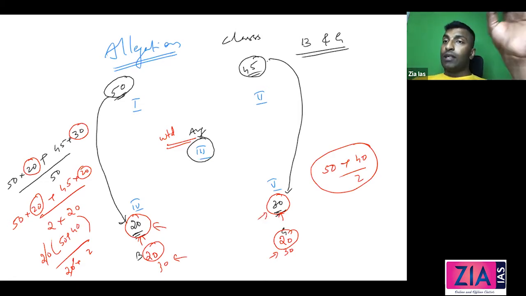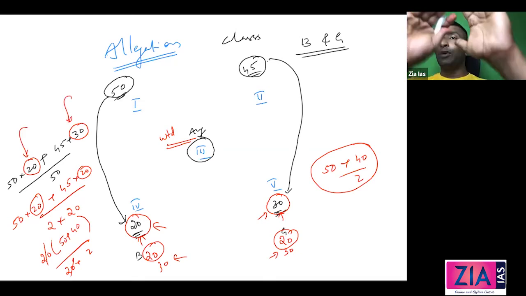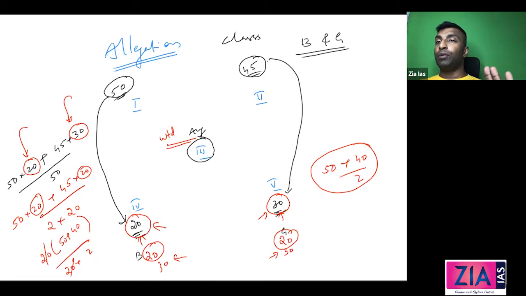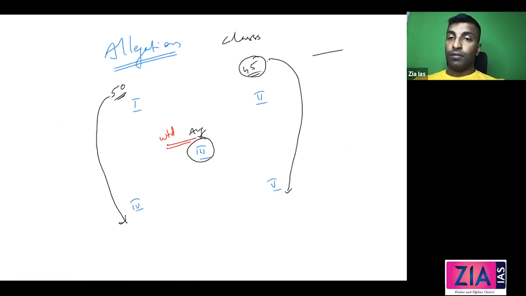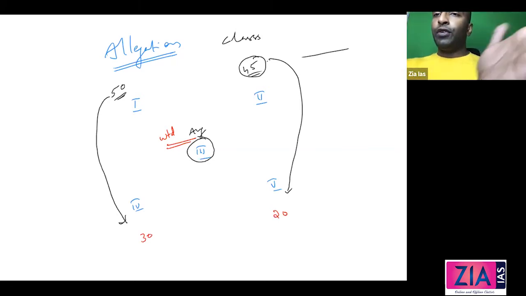If the numbers are different, weighted average is what I need to take. Okay, so numbers same, simple average; numbers different, weighted average. So I need to multiply like this and get the exact sum, then divide it. Now this is 30, and this is 20. I have given you numbers that are different, so I need to find the weighted average.